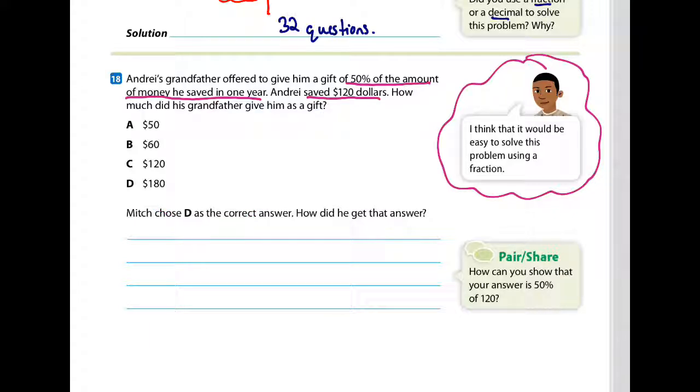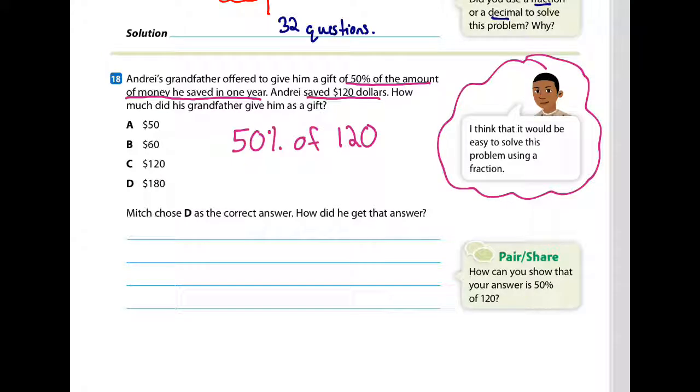Okay, let's see how you did. So, first off, it says, Andrew's grandfather offered to give him a gift of 50% of the amount he saved. So think about it. He's going to give him 50% of the amount he saved. In other words, 50% of $120.